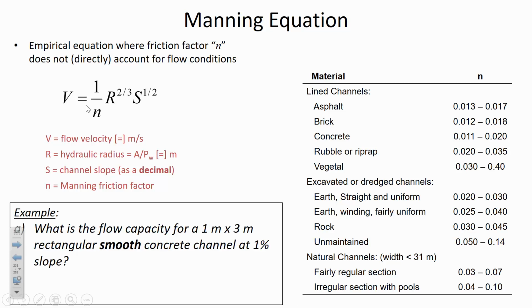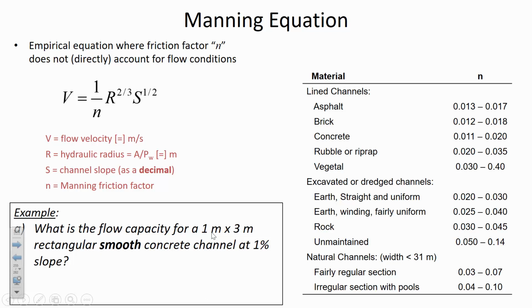So let's do a first example for a rectangular channel, and it has a 1% slope. What would be the flow capacity for that channel if it was 1 meter by 3 meters? And so what we're saying is that it's 3 meters wide, rectangular, 1 meter deep. And so we want to know what's the flow rate if it's laid out at 1% slope. And so S is going to be 0.01.